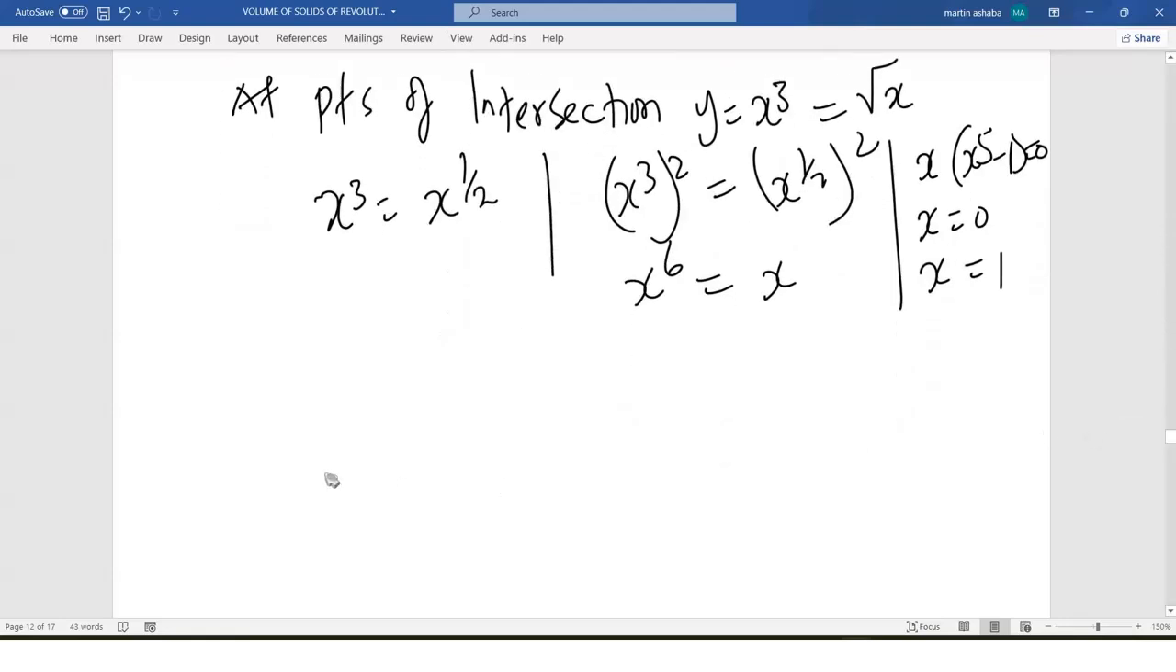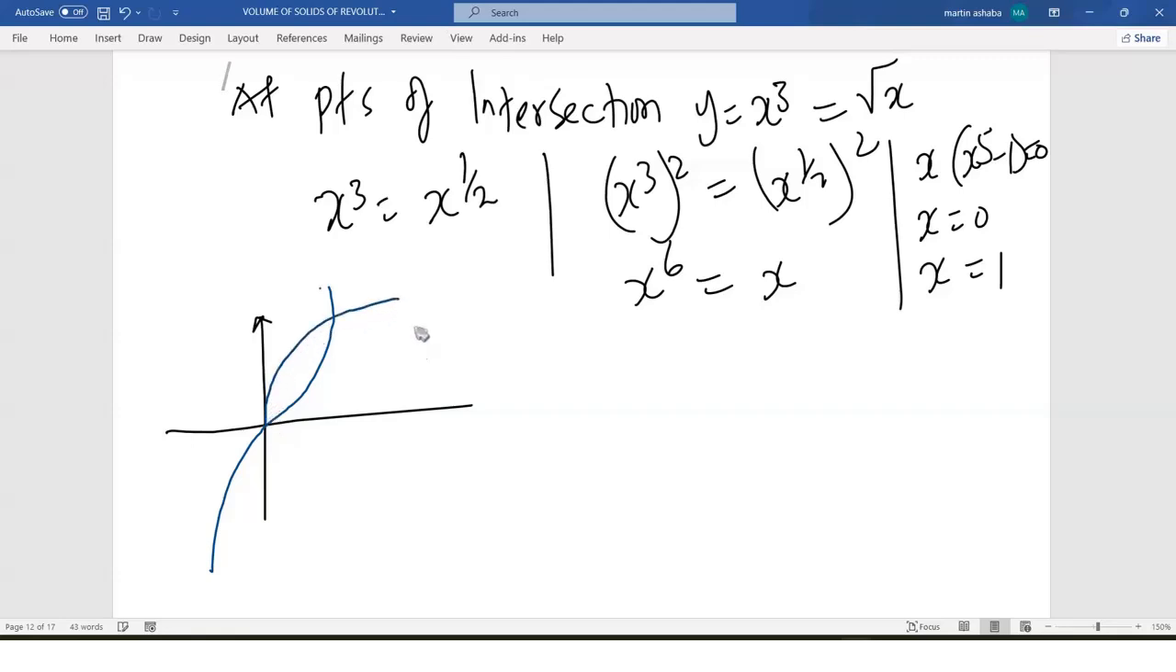If I draw those curves, first of all, y equals x cubed is like this, and y equals x to the power a half, or the square root of x, is like this. They intersect from 0 to 1. Here we have x cubed, here we have x to the power a half. Then we are interested in the solid that is formed when we revolve it around the x-axis. Now, what does that mean?